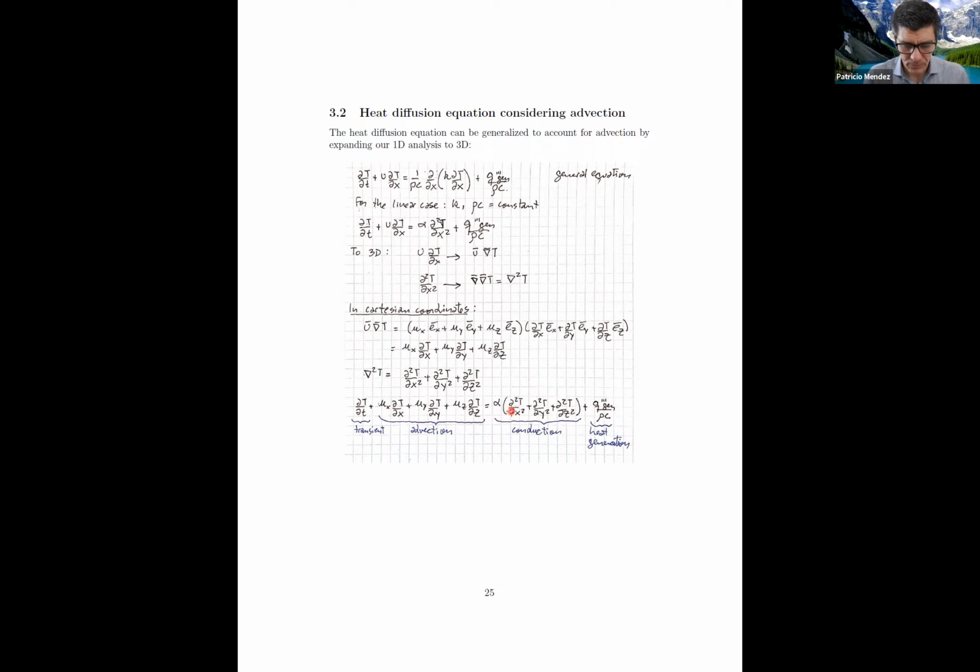Terms 5, 6, and 7. I grouped them up here, and they have the thermal diffusivity in front. I know what they are. They're the conduction, right? Alpha is K over rho Cp, where K is the thermal conductivity. In this case, this equation is good only for constant thermal properties.